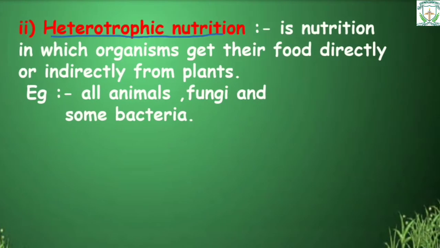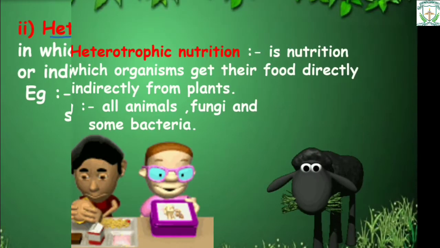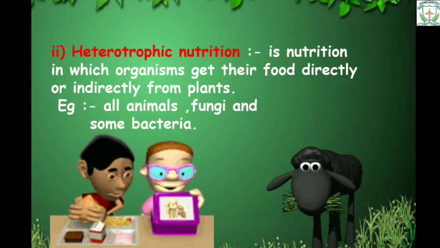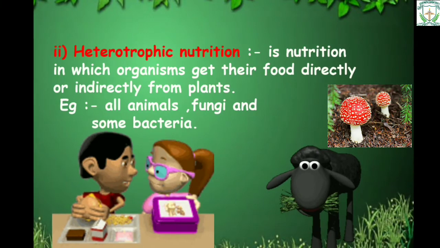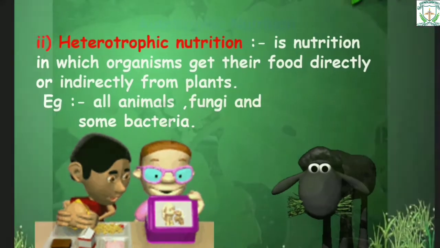Children, then what is this heterotrophic nutrition? Heterotrophic nutrition is where the organism depends on others for its food. That means the organism gets its food directly or indirectly from plants. All animals are heterotrophs, and fungi and some bacteria are also heterotrophs.